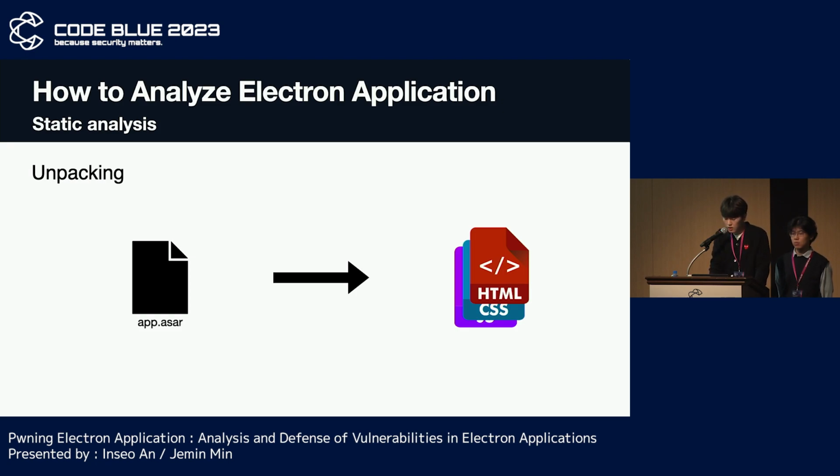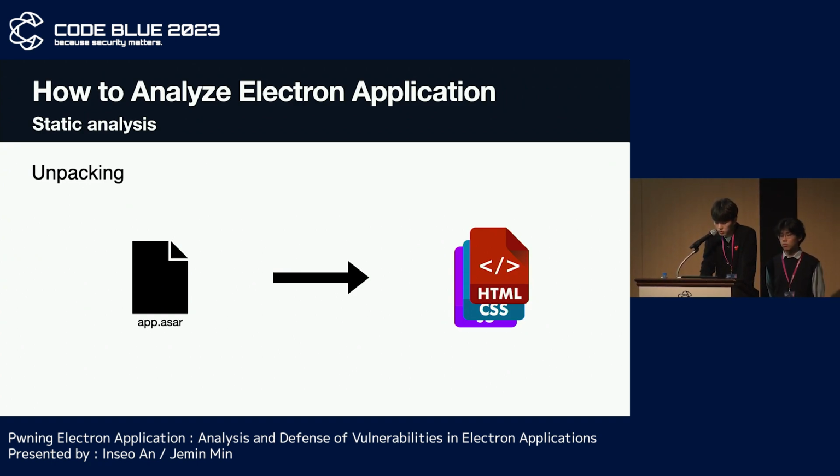First, within an Electron application, there is a file called app.asar, which can be unpacked using an npm package called asar to get the application's code. However, the code is often challenging to analyze due to techniques like obfuscation being applied. Now let me introduce techniques for extracting useful information from the code.